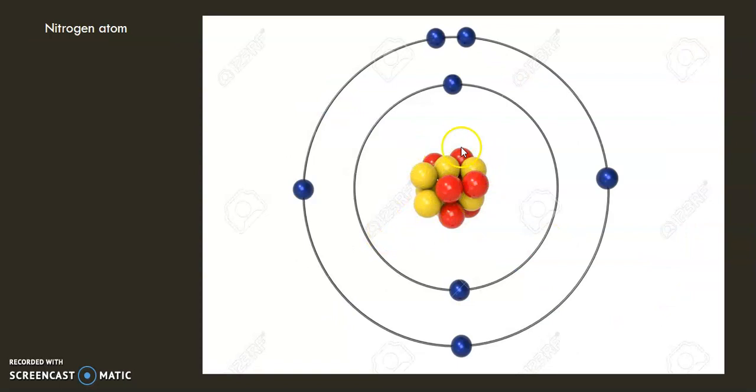Nitrogen, protons and neutrons in the nucleus. The innermost shell has 2, so it's full. Then we have these additional electrons that fill the outermost shell. It's only 5, so nitrogen is going to look for 3 more electrons to fill in here.